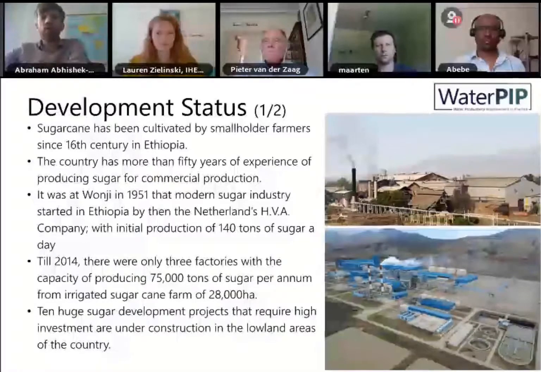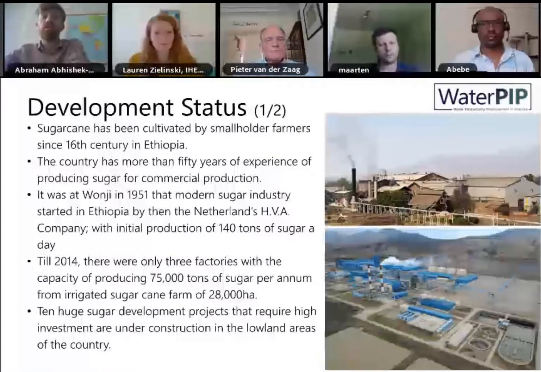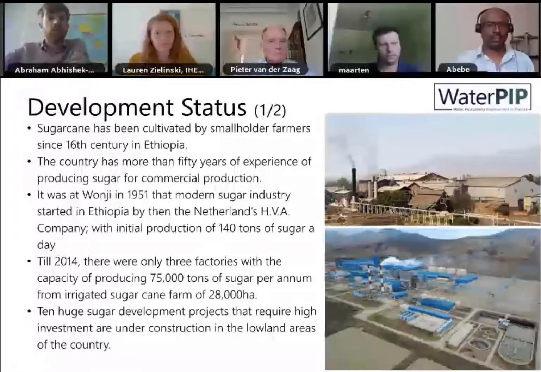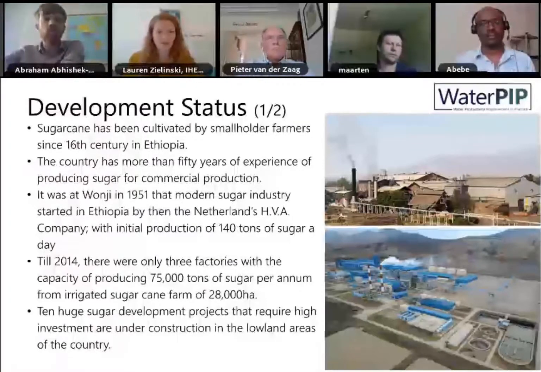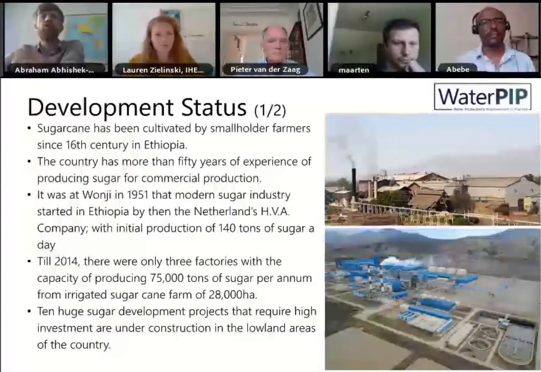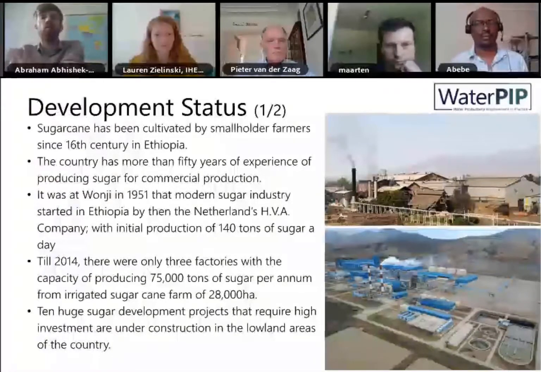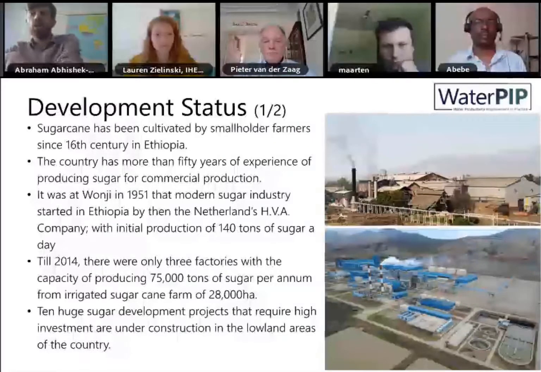In 2014, there were only 3 factories, and they were producing 75,000 tons of sugar per annum from a total of 28,000 hectares. I'll have numbers there a bit later. At this moment, 10 huge sugar development projects, Abera already mentioned, require high investment and are under construction in various lowland areas of the country.